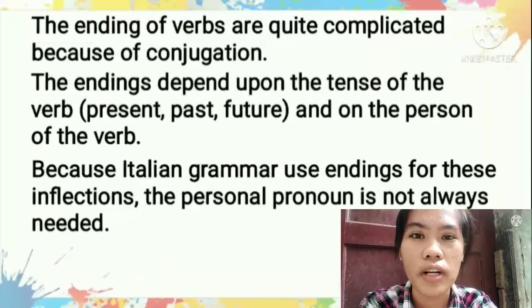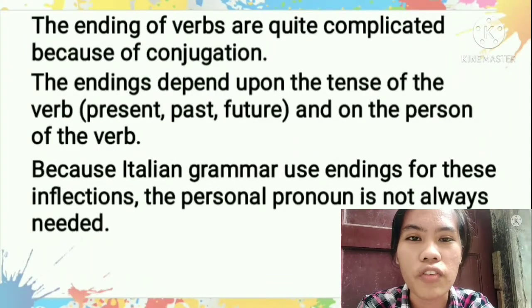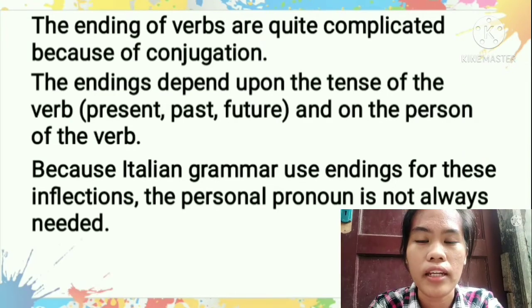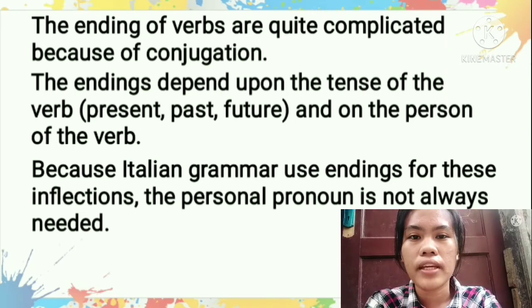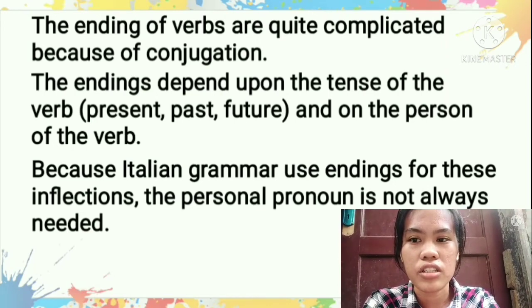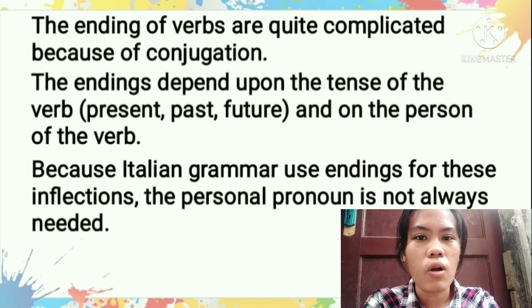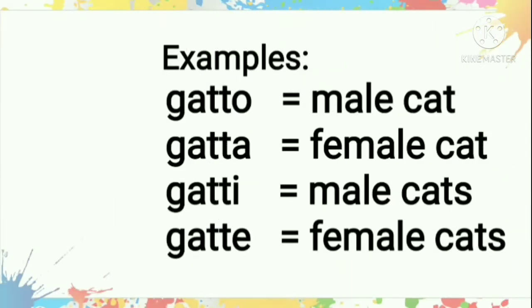The endings of verbs are quite complicated because of conjugation. The endings depend upon the tense of the verb and on the person of the verb. Because Italian grammar uses endings for these inflections, the personal pronoun is not always needed. These are the examples.